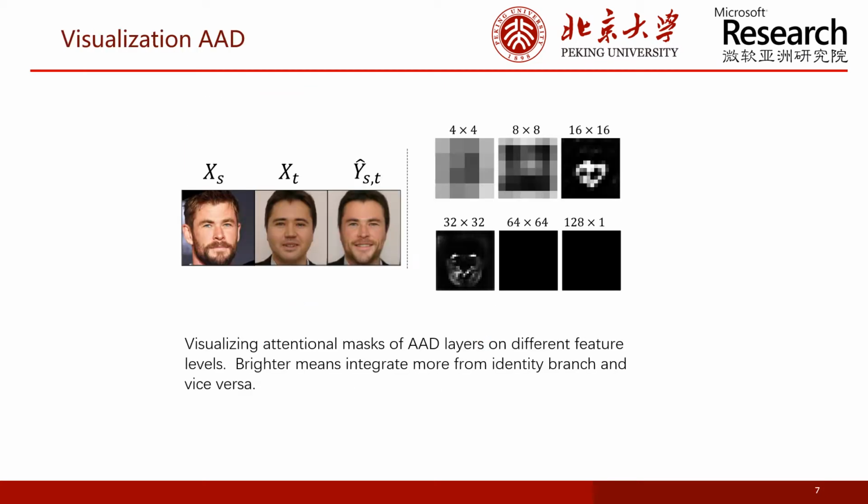Then, we simply replace every batch normalization layer with the AAD layer in a standard ResNet block to get an AAD ResBlk. Here is the visualization of a typical attentional mask. Brighter means more identity information, and vice versa. Just like we presumed, the identity branch focuses more on synthesizing the face parts that are most discriminative for distinguishing identity, for example, the eyes, the mouth, and the face contour. We have also found that identity embedding is mostly effective in low and middle level features.